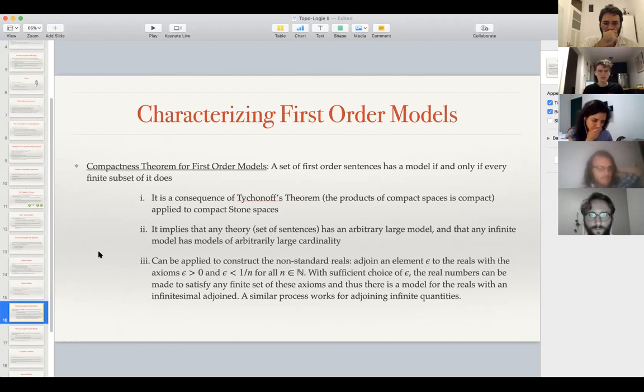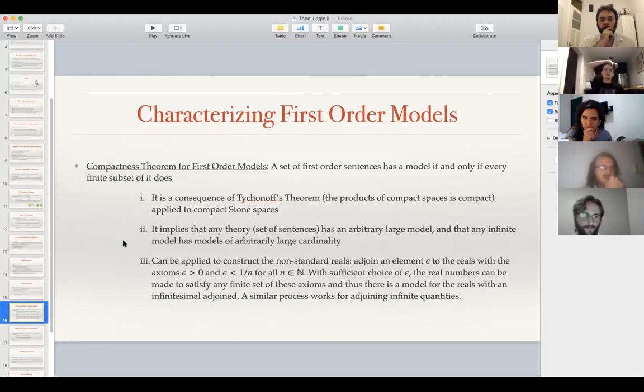So it implies that every theory has an arbitrarily large model. Because basically we can keep taking larger and larger sets of sentences. And we can always determine that it has a model if and only if we can figure out if a finite subset of them does. And we'll get to an even stronger point than the second one.